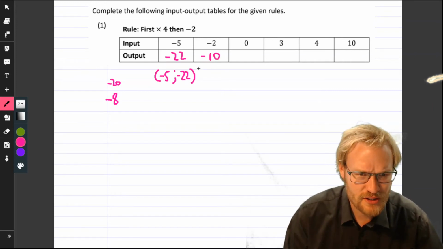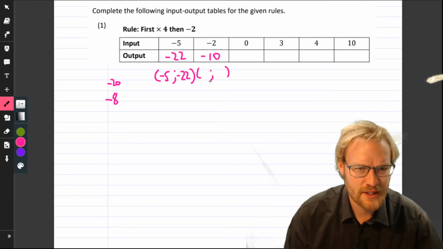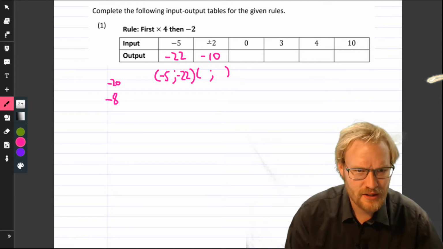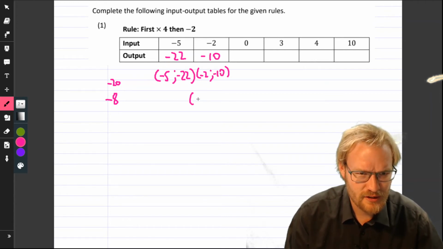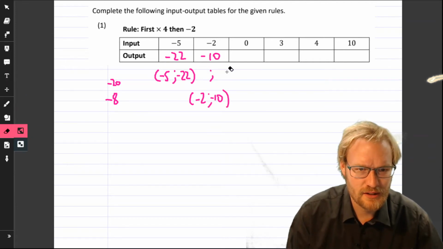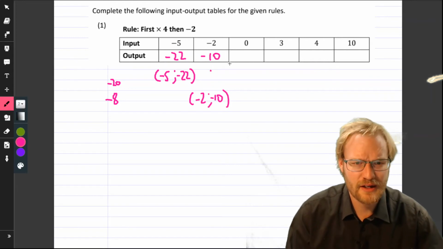And if we write that as coordinates, we write it in brackets. We put our comma in between our input and then our output, our x and then our y. So our input was -2 and our output was -10. Now I'm getting a bit cramped here, so I'd prefer to write it just there, to give myself a little bit of space. Okay, and let's keep going.